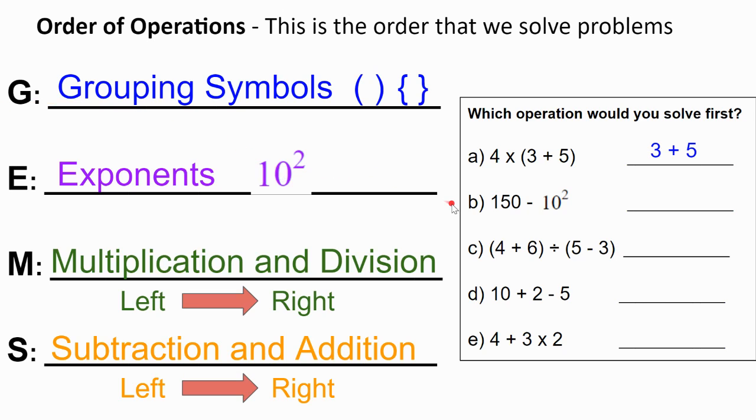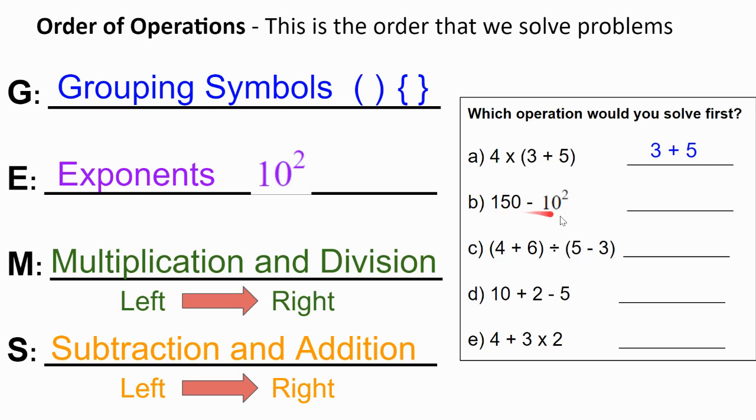Let's go on to B. So if we look here, we have 150 minus 10 to the power of 2. Well, let's start with the G, grouping symbols. We can see in problem B, there are no parentheses or brackets. So we're going to move on to the E, which stands for exponents.